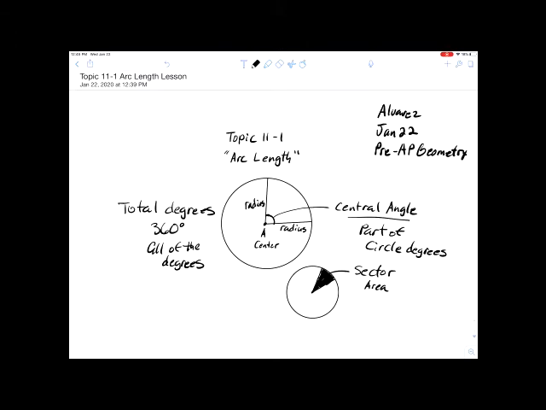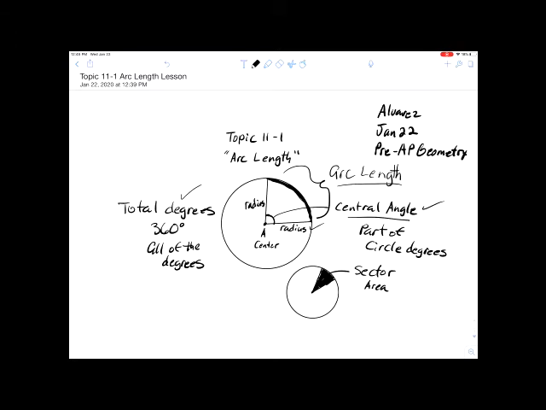So today it's all about the crust and how long the crust is. So this right here is what we're going to be measuring. That part right there is called arc length. And you need the central angle. You need to know the total degrees in a circle. And you also need to know the radius in order to be able to figure out what the arc length is. So there's a list of pieces of information that you need to gather to be able to get the arc length.